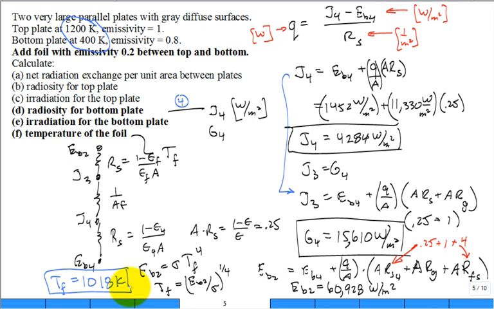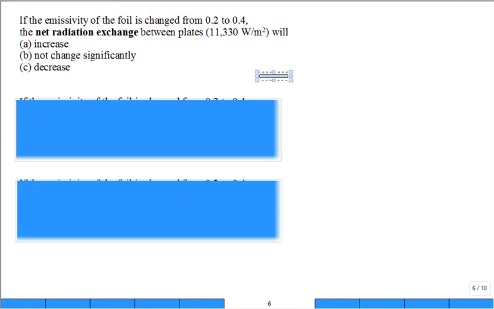You ready for some clicker questions? Let's try this one. If the emissivity of the foil is changed from 0.2 to 0.4, what are we doing? We're increasing the emissivity. This is the problem we just solved, 0.2. We're making it 0.4 for the emissivity of the foil. The net radiation exchange between the plates, Q double prime, was 11,330 watts per meter squared. What will it be now? I'll give you time to answer that. Will it increase above that value? Will it remain essentially the same, or will it decrease? How does the emissivity of the foil affect Q double prime?